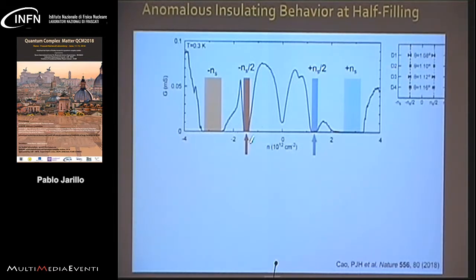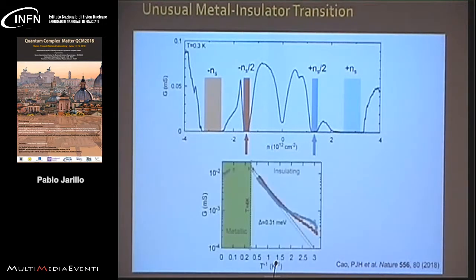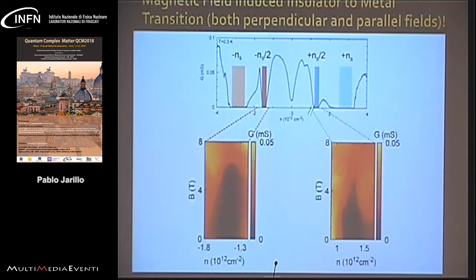And then these insulating states at half filling, they exhibit a metal-insulator transition. This is conductance versus 1 over temperature. So this is metallic, and this is insulating. So there's a metal-insulator transition for these insulating states. That's already quite peculiar. We don't see that very often. But the thing that caught our attention the most, the thing that we found most striking is that this insulating state, whether it's for electrons or for holes, disappears in a magnetic field.